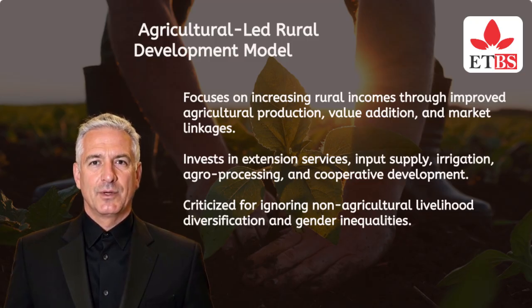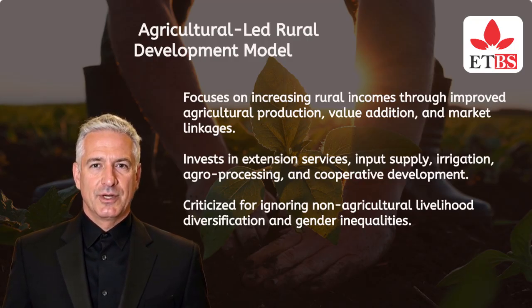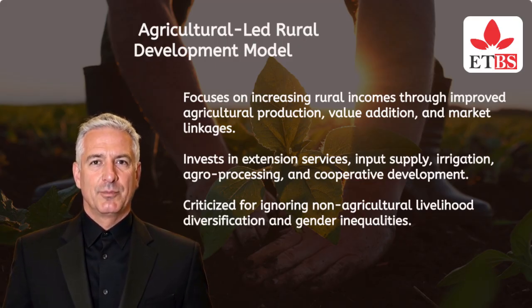7. Agricultural-led rural development model focuses on increasing rural incomes through improved agricultural production, value addition, and market linkages. Invests in extension services, input supply, irrigation, agro-processing, and cooperative development. Criticized for ignoring non-agricultural livelihood diversification and gender inequalities.